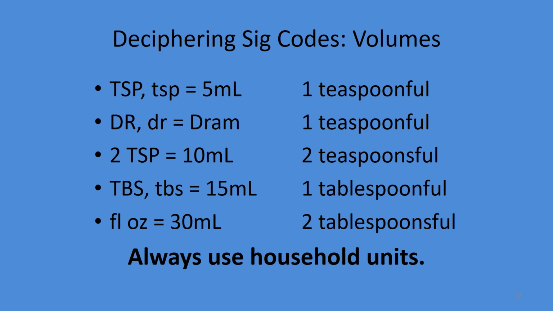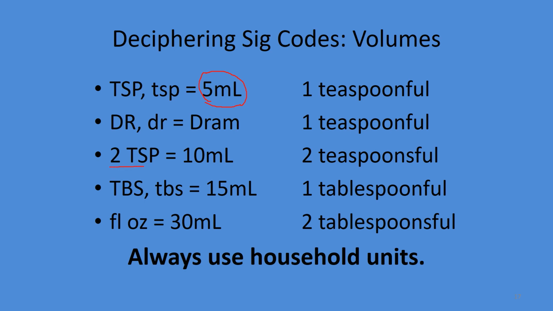Household units. You want to make sure you always use household units. If the doctor specifies 5 mLs, just go ahead and translate that to 1 teaspoonful for the patient, something that they're familiar with. An old apothecary unit is the dram. So it's dram for us, it's going to be the same as a teaspoon, 5 mLs.